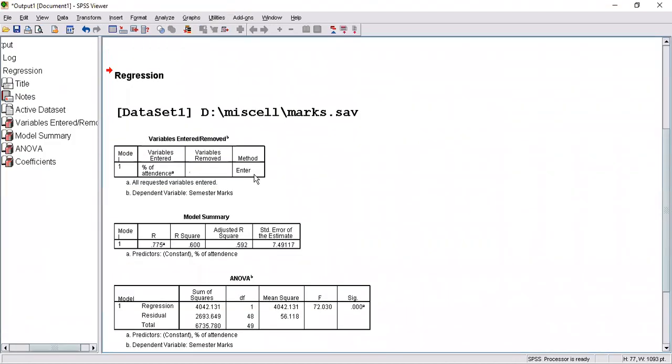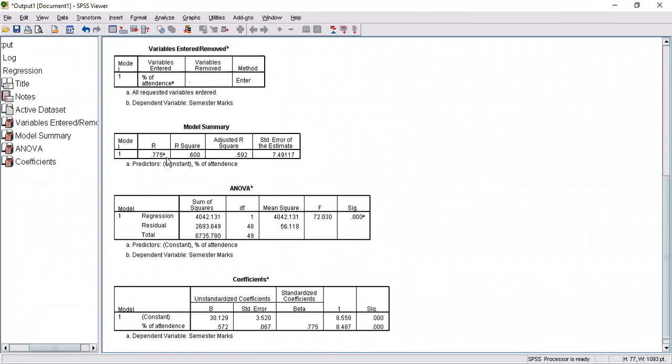So some basic information will be there. The model summary says R. R means the correlation coefficient between the variables. R square means model fit, meaning how much of the deviation or heterogeneity of the dependent variable is being captured by the independent variable. So it shows that about 60% of the heterogeneity or changes in the marks of students are due to their attendance.